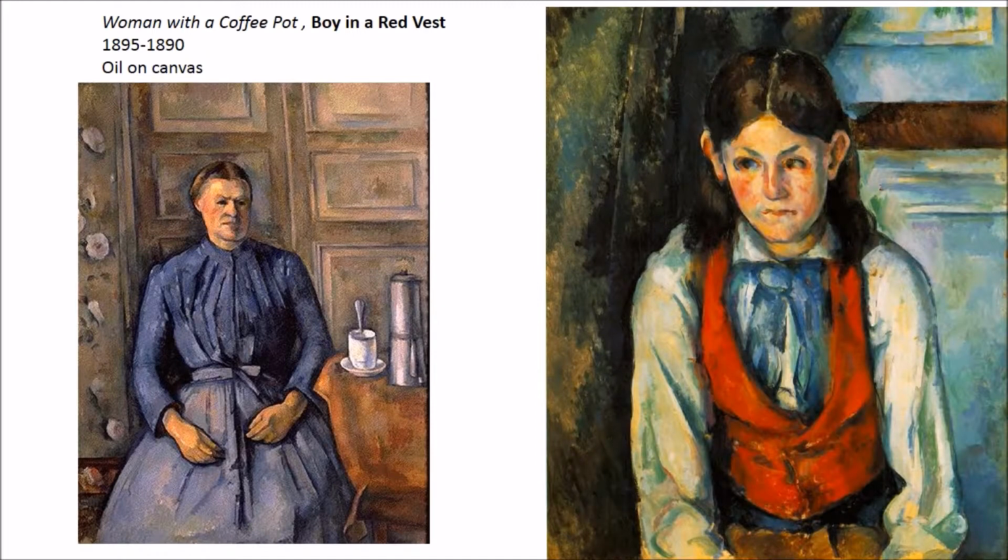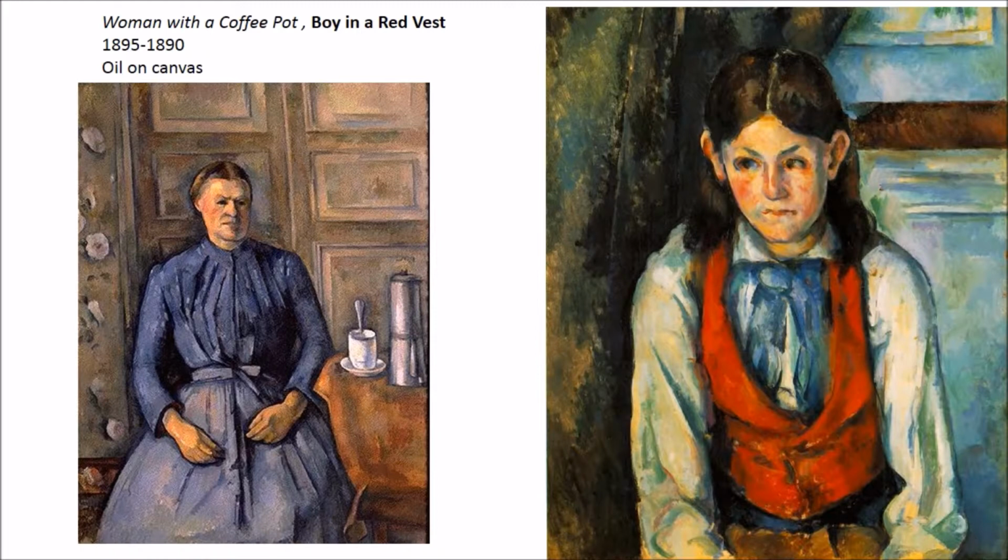Here are two other compositions, one done in 1895, Woman with a Coffee Pot, and Boy in a Red Vest from 1890. The boy in the red vest is famous because this is a professional sitter. This is Cezanne actually hiring someone to come in and sit for him. Again, it was mentioned before, he was very famous for having these very prolonged sitting periods where he would need up to 150 sittings to really capture a portrait of someone, and they would have to remain almost hairlessly still, if you will, in order for him to do it.